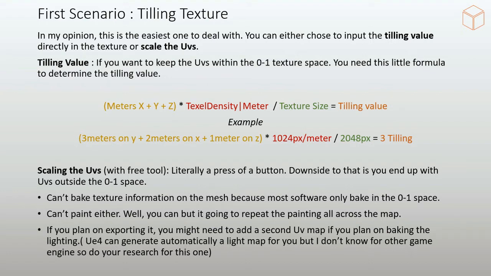Okay, so the first scenario, you have a tiling texture. In my opinion, this is the easiest one to deal with, because you can either choose to input the tiling value directly in the texture, or you can choose to scale the UVs up. So the first method, tiling value: if you want to keep the UVs within the 0 to 1 texture space, you will need this little formula to determine the right tiling value to obtain the right texel density.